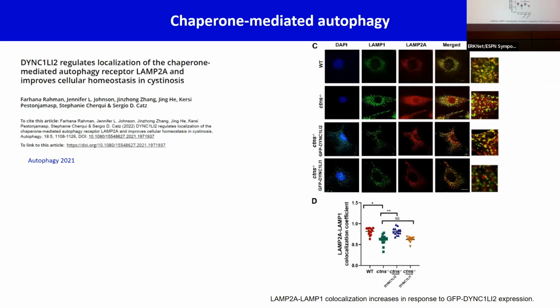And to finish this aspect on autophagy, I'll simply mention that the laboratory of Sergio Catz at the Scripps Institute is working a lot on chaperone-mediated autophagy and is testing molecules to rescue this defect, and has shown that by rescuing this type of autophagy, you can also improve the phenotype, at least at the cellular level, of these animals.